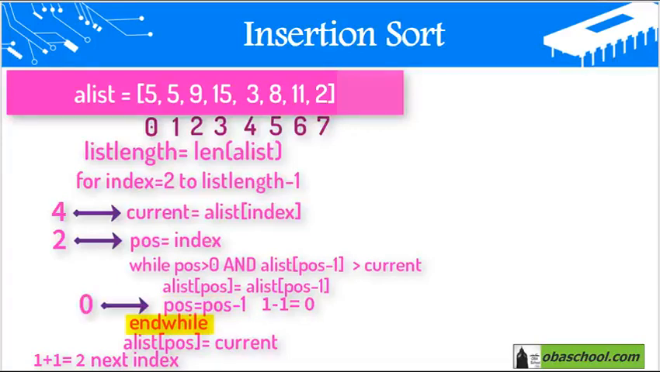And we put in a list pose. Now the pose we said it's 0, so we are putting in index 0 the current value that is 4. And then we will move to next index. We are adding the index 1. So now the index is 3.